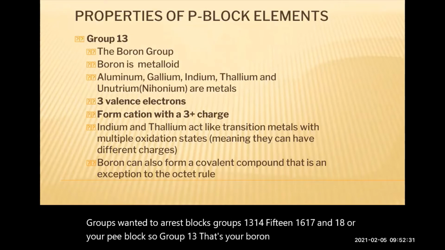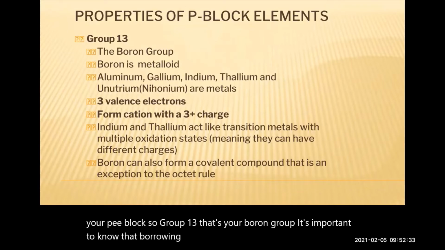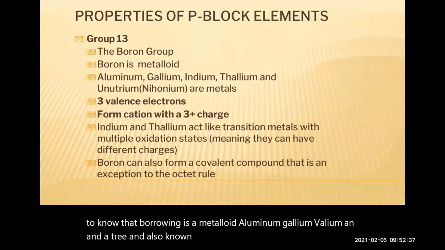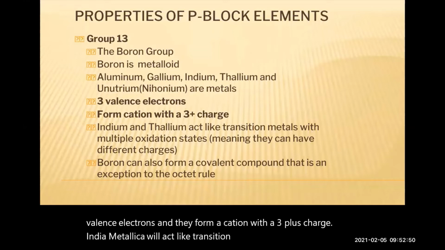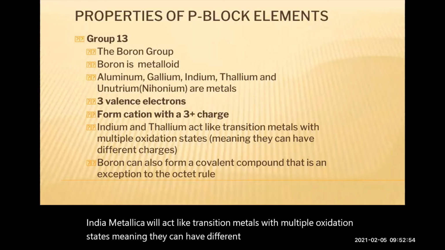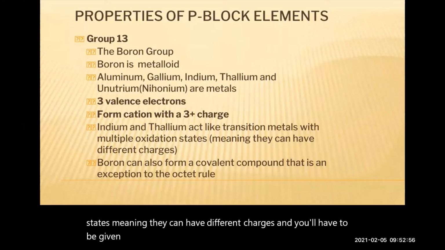It's important to know that boron is a metalloid. Aluminum, gallium, thallium, and nihonium are metals. They have 3 valence electrons, and they form a cation with a 3+ charge. Indium and thallium will act like transition metals with multiple oxidation states, meaning they can have different charges, and you'll have to be given those charges. Boron can also form a covalent compound. That is the exception to the octet rule.